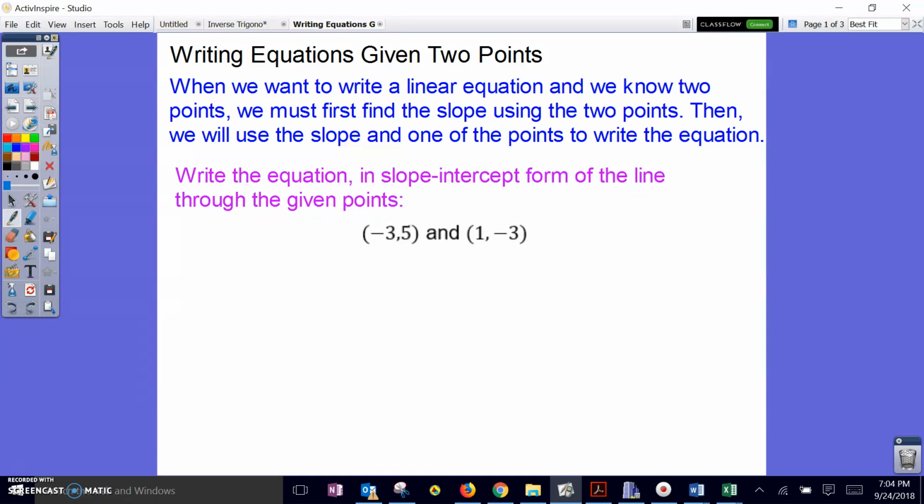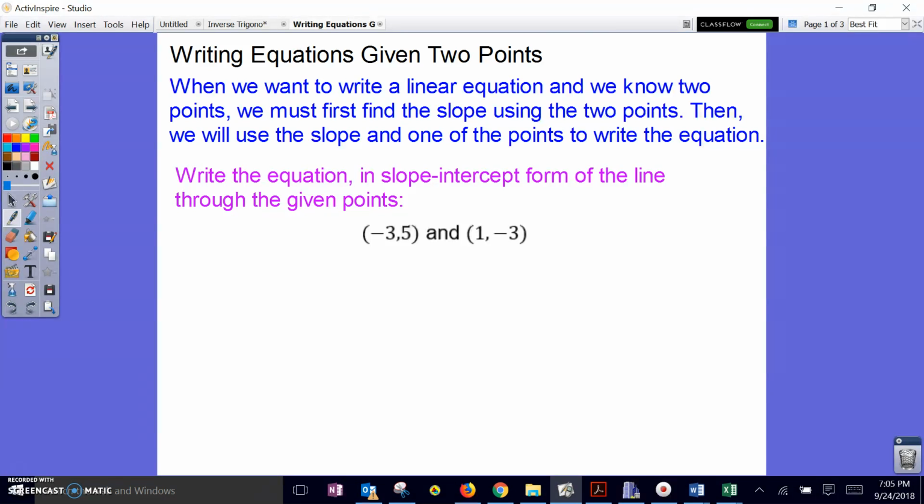Alright, welcome back everybody. In this video we're going to talk about writing equations when we're given 2 points. So we know 2 points that the line goes through. If we want to write an equation when we know 2 points, the first thing that we've got to do is find the slope. Because no matter what, to write an equation of a line, we really need the slope. Then we're going to use the slope and one of the 2 points to write the equation.